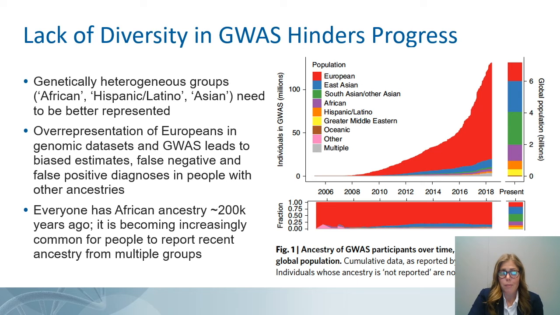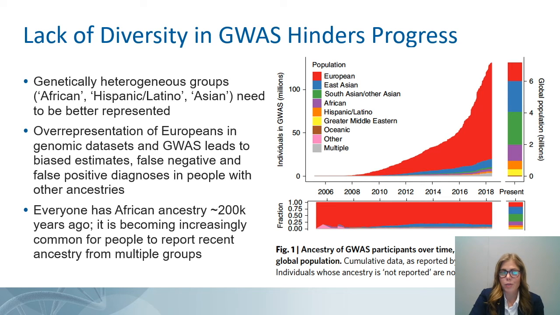So we need to have greater representation from these groups that are highly heterogeneous, genetically speaking. Europeans tend to be much less heterogeneous than, say, half the world's population of Asia, and then when you add Africa to it, it just doesn't even compare. So we're really missing out on a lot of the genomic diversity that could be contributing to health and disease in global communities by just focusing on Europeans. And so this can lead to biased estimates in prediction. Also, it can lead to false negative and false positive diagnoses in people with non-European ancestry, primarily.